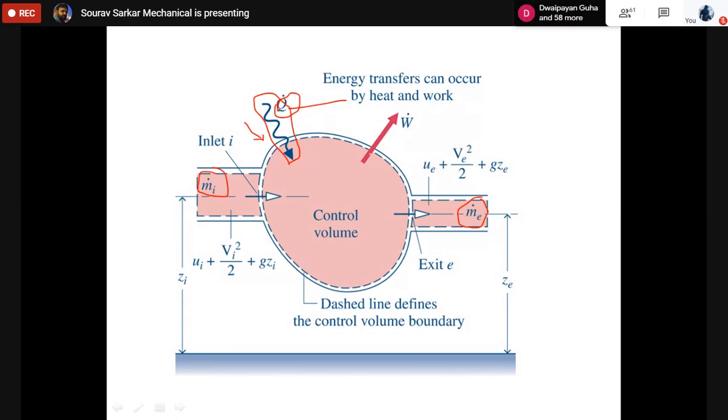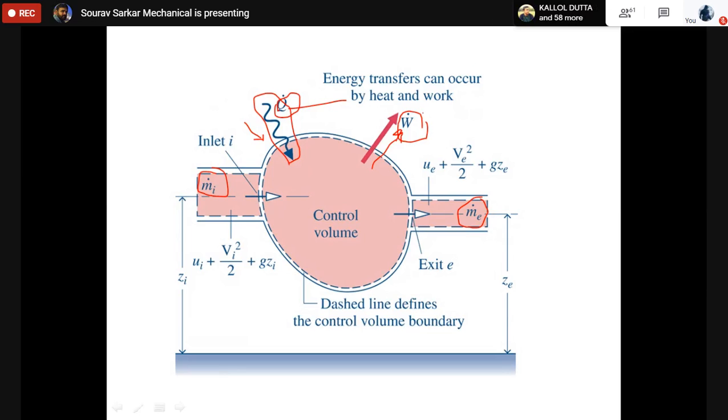What do you mean by the system performing some work? Just consider, if it is a turbine, there will be rotation of the blades. If there is a rotation of the blades, that can be considered as a work output. So the system is performing some work. It is basically the work done by the system. So there is heat transfer to the system, and there is some work done by the system.